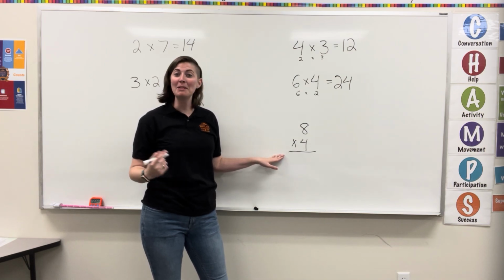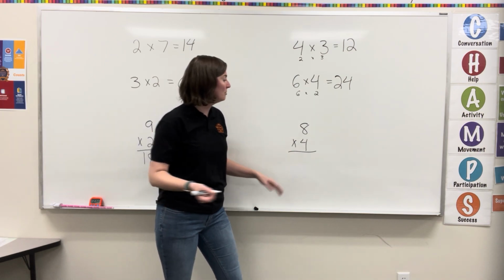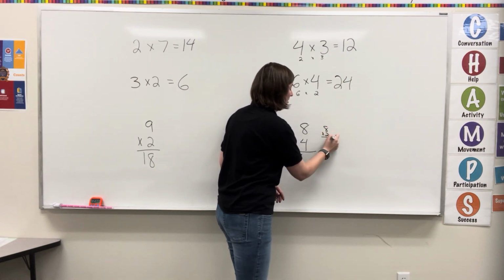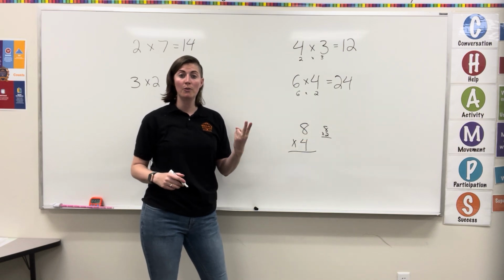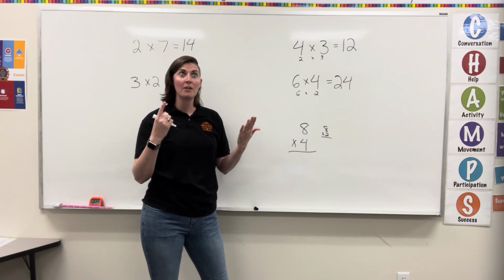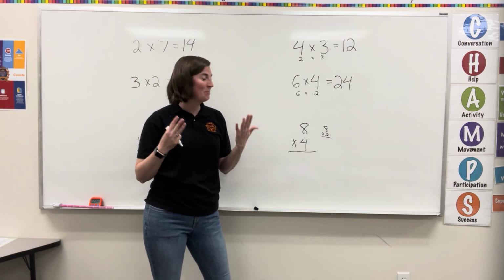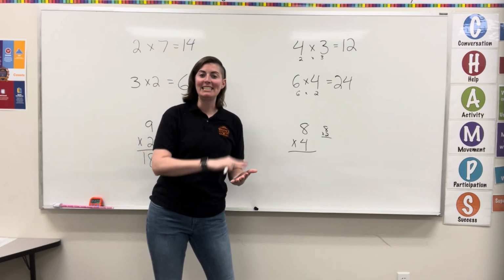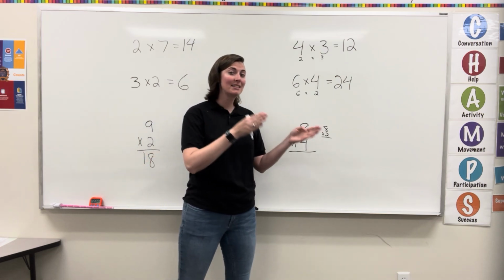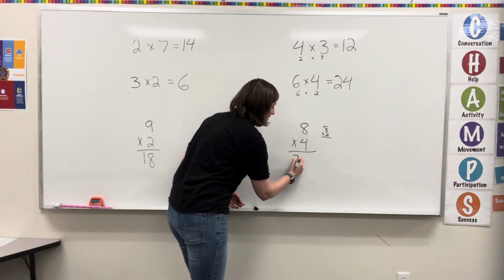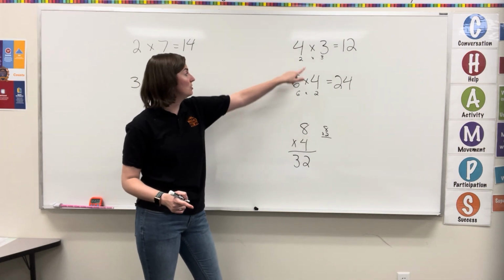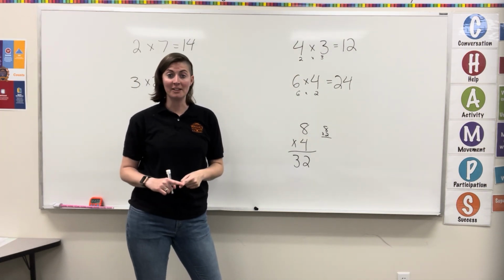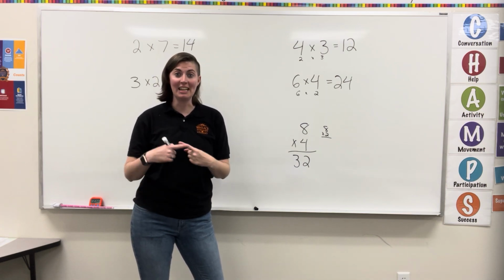Let's try it again, but this time it's stacked. So instead of 8 times 4, I'm going to do 8 times 2. 8 times 2, counting by 2 8 times. 2, 4, 6, 8, 10, 12, 14, 16. But now I'm going to take 16 and double it. 16 plus 16 is going to get me 32.